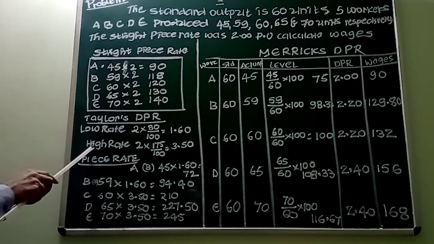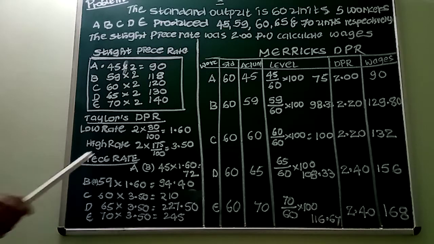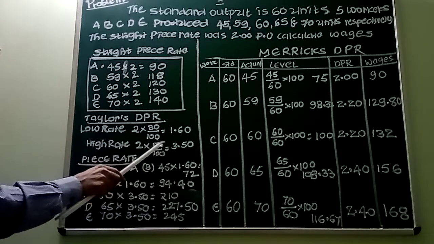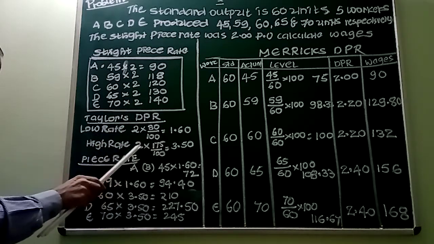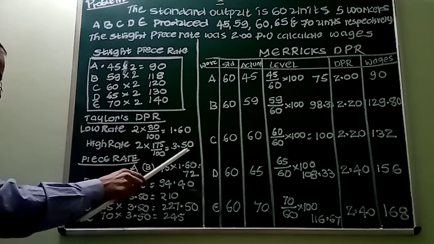And the high rate will be paid to the workers who are at or above the standard output. That is 125% of the ordinary piece rate plus 50% of the ordinary piece rate as bonus. Put together, this will become 175%. So 175% of 2 rupees is 3 rupees 50 paisa.